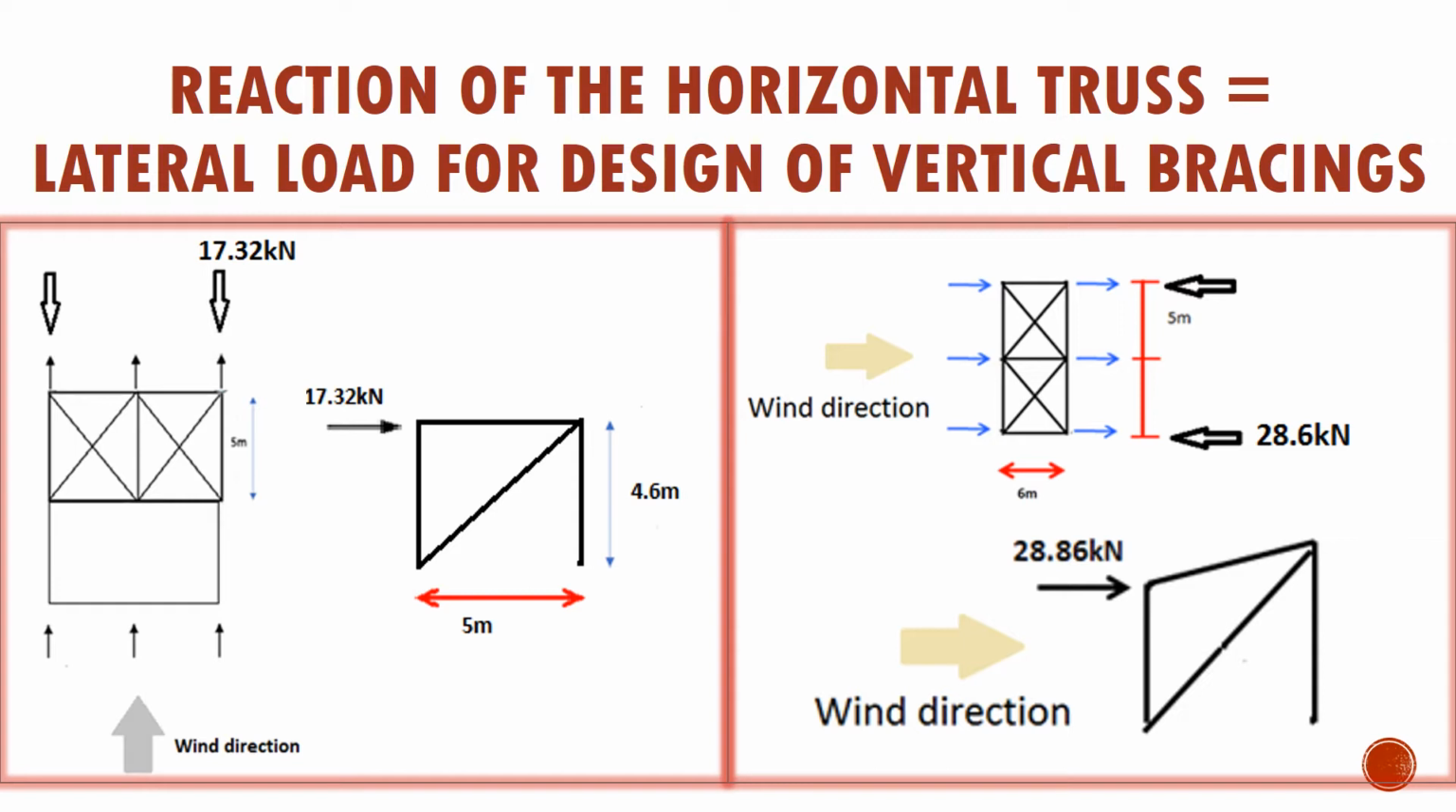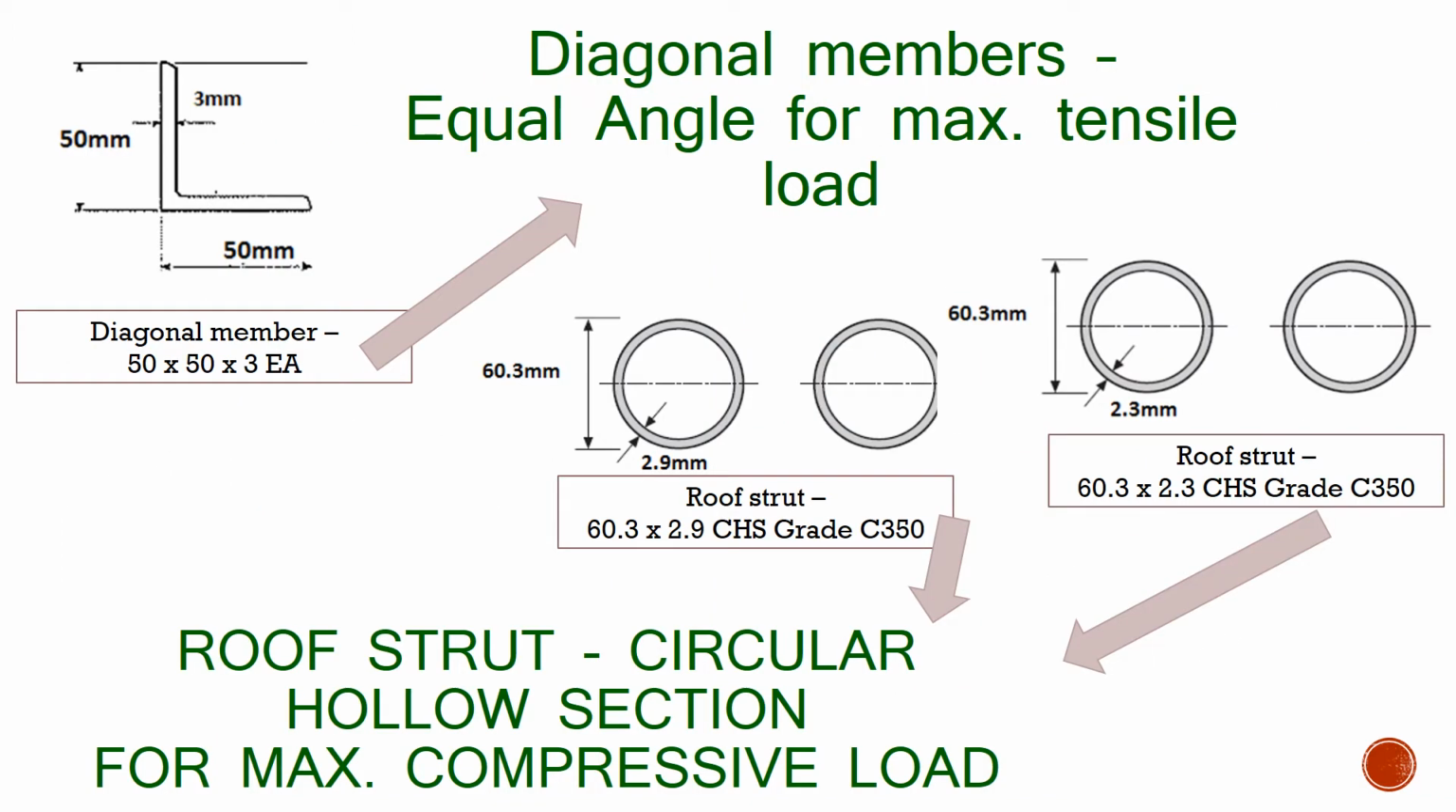As vertical bracings are the supports of roof truss, the reaction of horizontal truss is lateral load for design of vertical bracings. All diagonal members will be designed as equal angle for maximum tensile load, while roof truss will use circular hollow section for maximum compressive force.